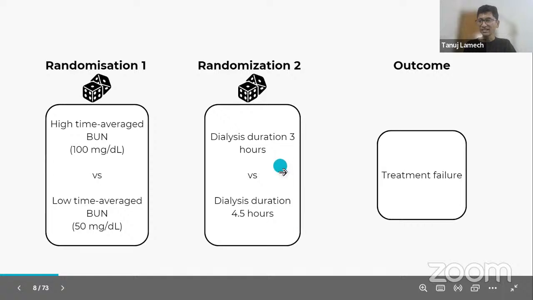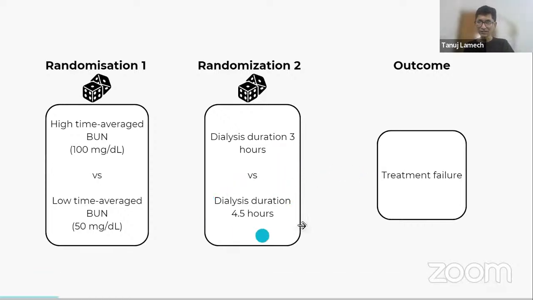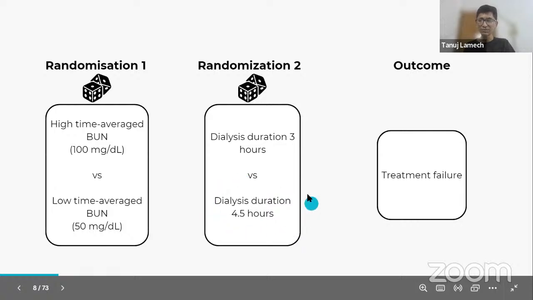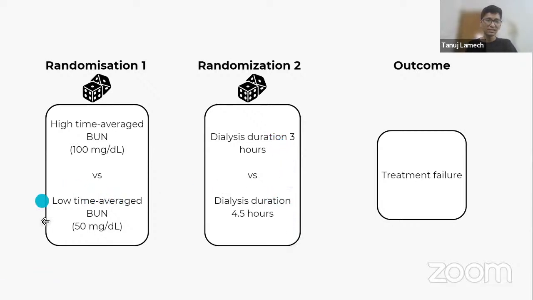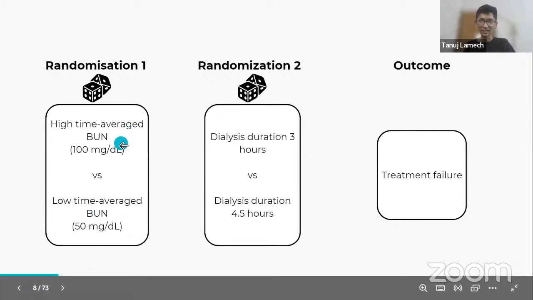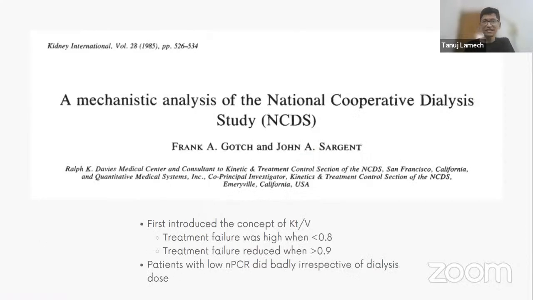Randomization 2, it actually didn't reach statistical significance. So they were both equal. But for people who got a longer amount of dialysis, so people who were randomized to 4.5 hours, there was a trend towards benefit compared to people who got 3 hours. So basically, the NCDS trial is telling us targeting 50 is better than targeting 100, and doing 4.5 is better than doing 3 hours of dialysis. So this was the NCDS from 1981.